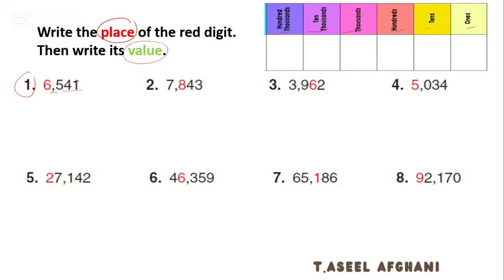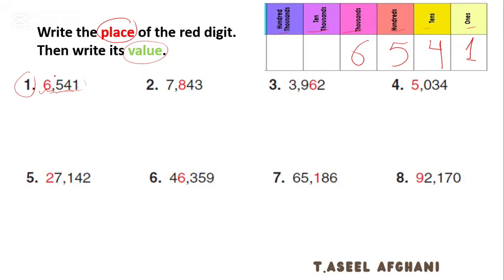6,541. So let's spell each digit within its position, or let's say in its place. So we have 1 in the ones place, 4 in the tens place, 5 in the hundreds place, and 6 in the thousands place. Now the question says, what is the place of number 6?